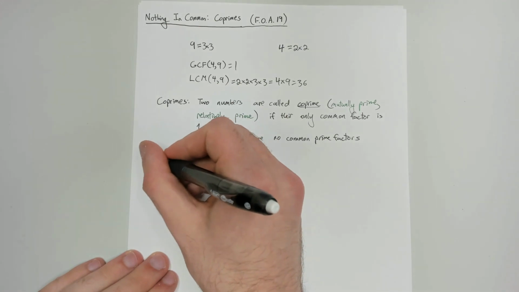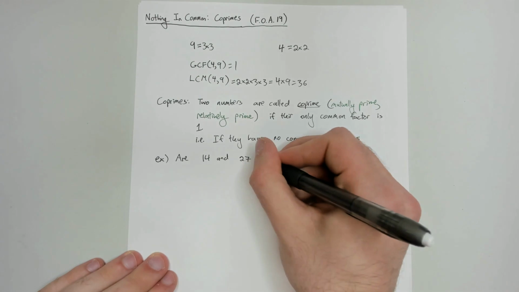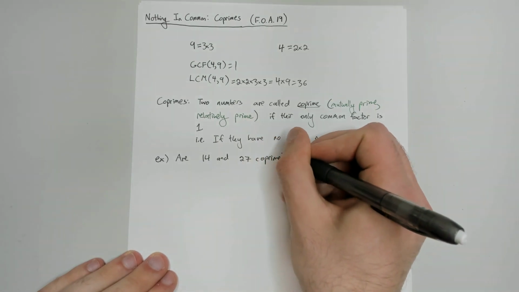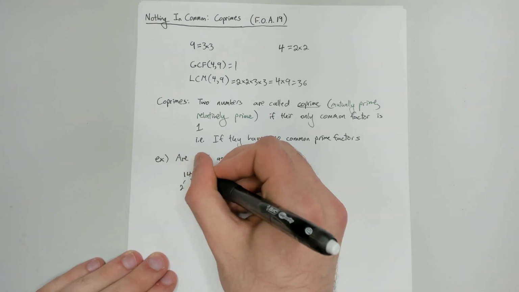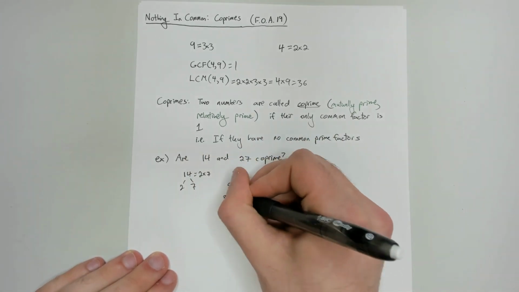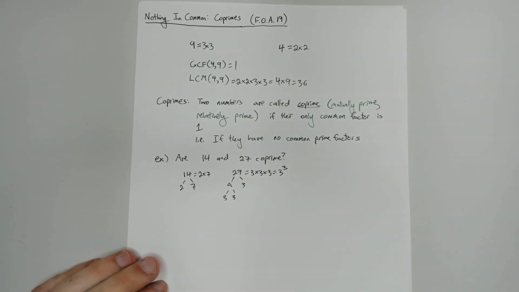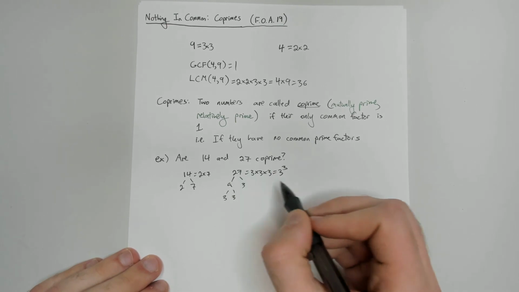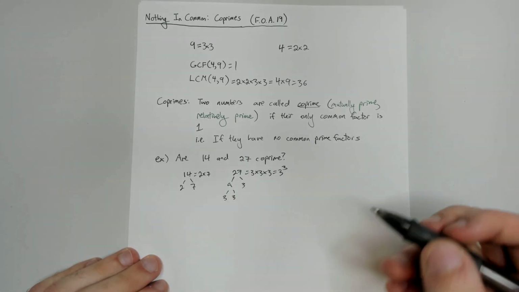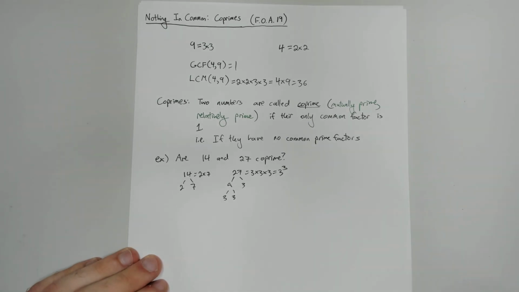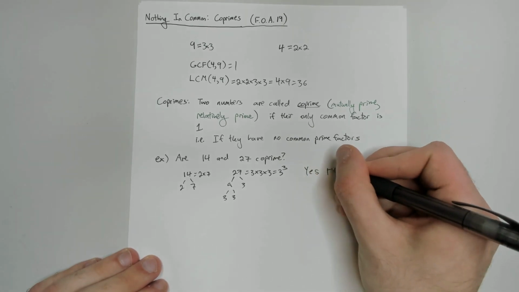For example, are 14 and 27 coprime? Okay, so all we have to do is find their prime factorizations. So 14 is 2 times 7. And 27 is 3 times 3 times 3, or 3 cubed. Neither of these have any common prime factors, right? 27's prime factors are all 3's, and 14 has no 3's. So they are coprime because they have no common prime factors, and thus have no common factors besides 1. So yes, they are coprime.